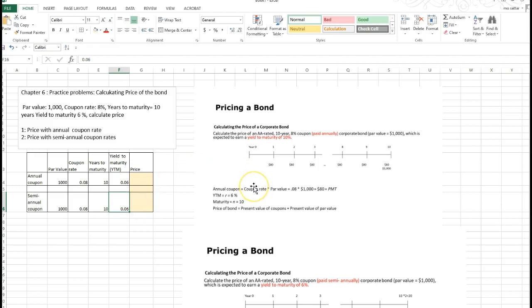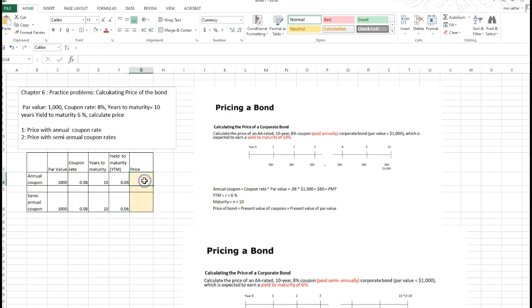So the annual one first, basically we will be getting $80 PMT every year. Now how did we come up with the $80? $80 is the coupon rate, which is 8%, I got it over here again, times the par value, which is 1,000, which comes out to be 80, and that's considered as a PMT in a time value formula. The 1,000 that we will have will be the future value. The return we are getting is 6%.